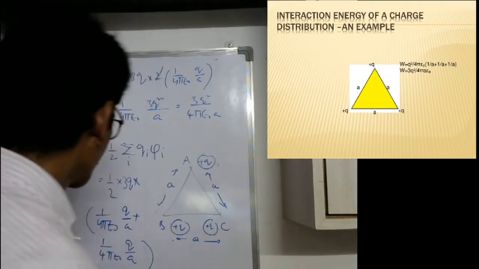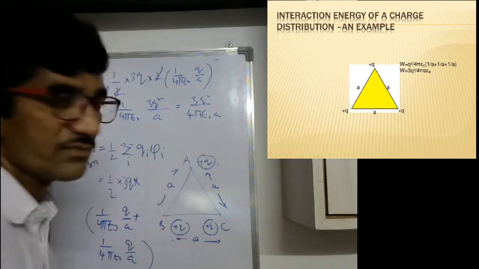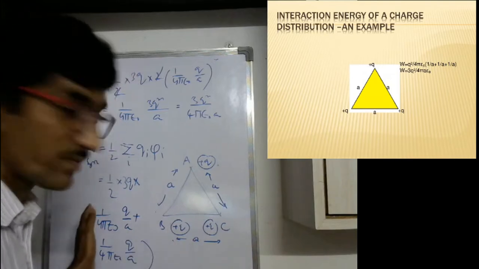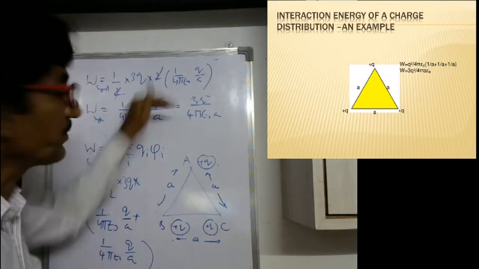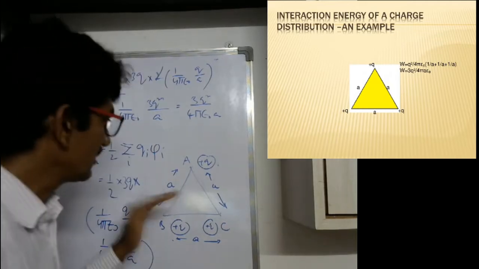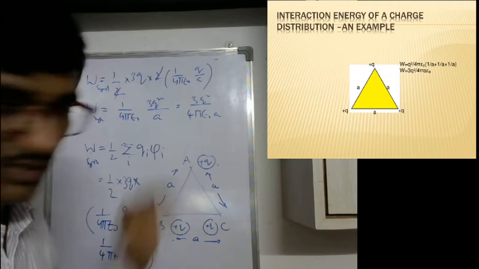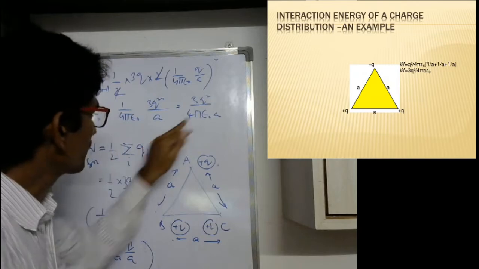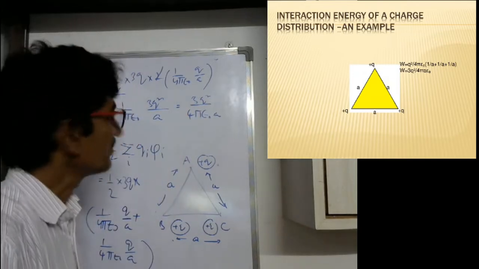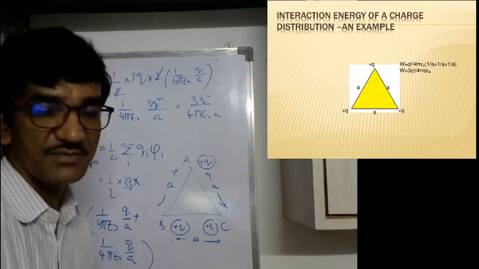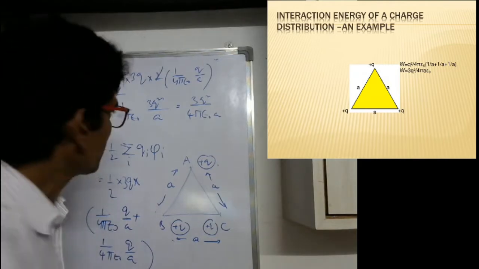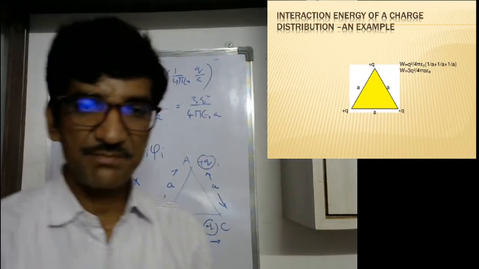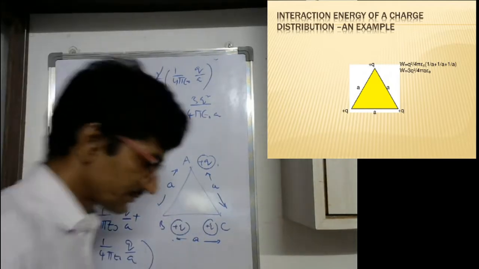Right. Now, finally, the total potential of these two charges is 1 by 4 pi epsilon naught q by A into 2. Why? Because the potential of each charge is the same at that point. So 2 times 1 by 4 pi epsilon naught q by A. So W system is finally the same answer, 3q square by 4 pi epsilon naught A. Okay, right. This is about finding the interaction energy of a simple system.